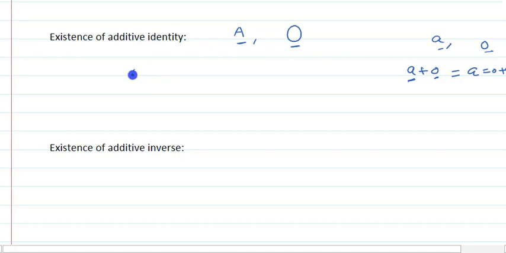So we can write this property as A plus 0, where 0 represents the null matrix, is equal to matrix A, or it can be written as 0 matrix plus matrix A. Therefore, the null matrix is the additive identity element or additive identity matrix for addition of matrices. Next is the existence of additive inverse. Again, let us go for real numbers.